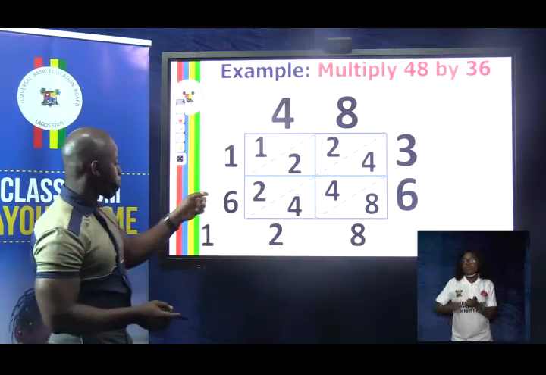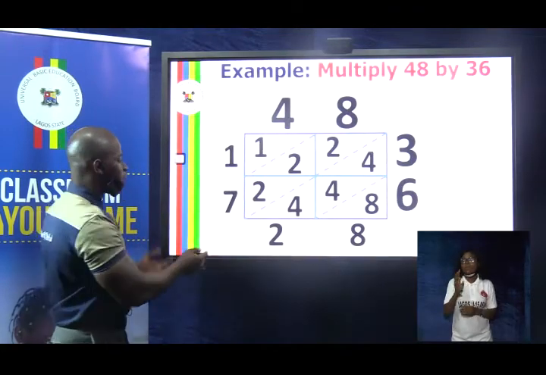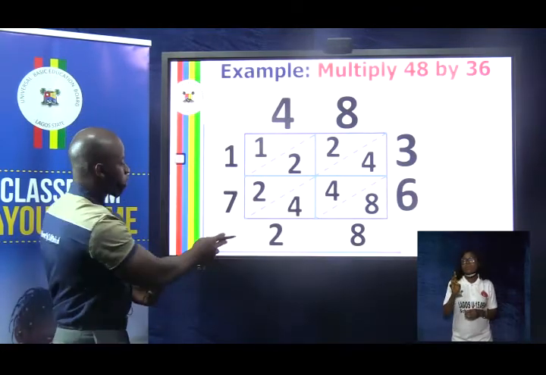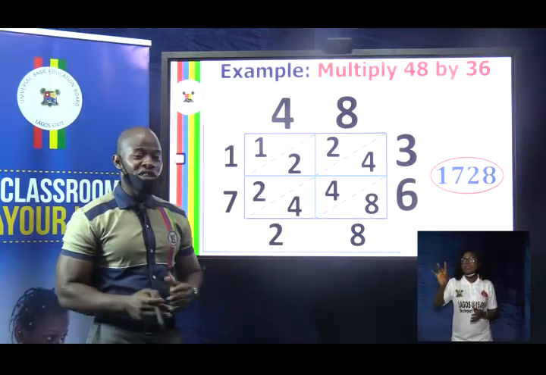and that 1 comes to the next place value. 1 plus 6 gives us 7, and then your final answer is 1728. This is called the Chinese method.